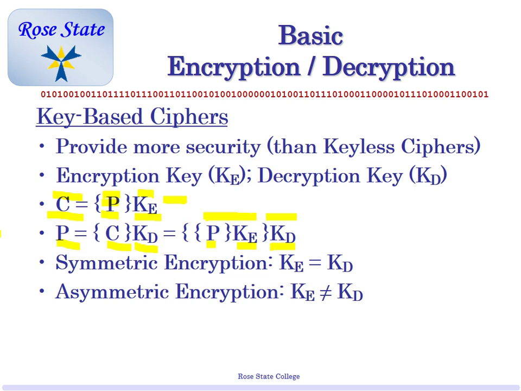Symmetric, easy way: symmetric is the same key. Asymmetric is different keys. I'm going to tell you the easiest way to understand that. Symmetric, same key, S. So if I ever say symmetric, it's the same key. Asymmetric is a different key. One of them has an S as the first letter: symmetric, same key. Easy enough to remember.